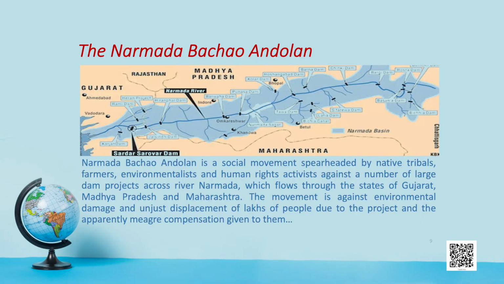The second movement was Narmada Bachao Andolan, a social movement spearheaded by native tribals, farmers, environmentalists and human rights activists against a number of large dam projects across the river Narmada, which flows through the states of Gujarat, Madhya Pradesh and Maharashtra. The movement is against environmental damage and unjust displacement of lakhs of people due to the project, and the apparently meager compensation given to them.